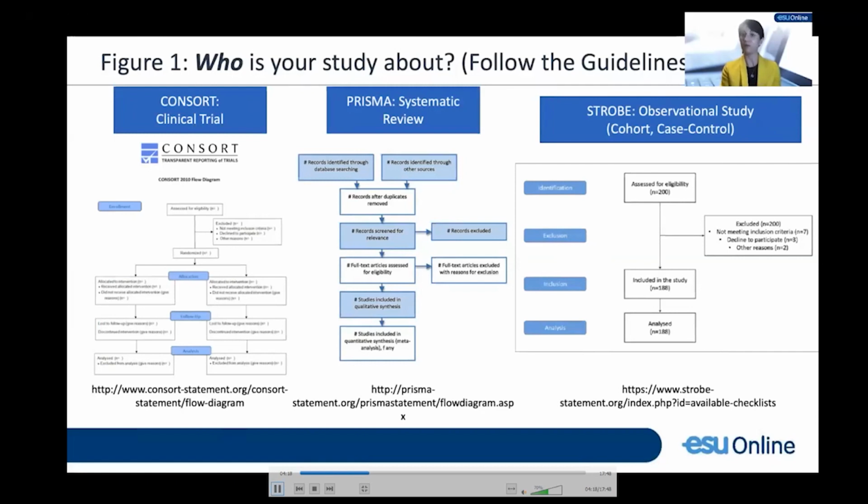So for example, if you're reporting a clinical trial, you'll want to follow the CONSORT guidelines and present a CONSORT figure. Similarly, for a systematic review, you'll follow the PRISMA guidelines and present a PRISMA flow figure. And then if you're presenting an observational study, this is where you would follow the STROBE guidelines.